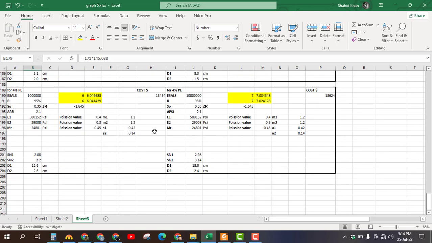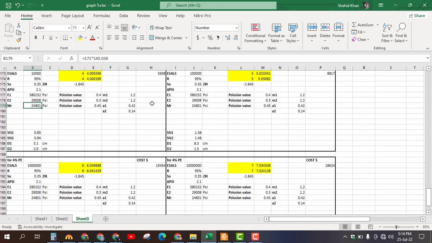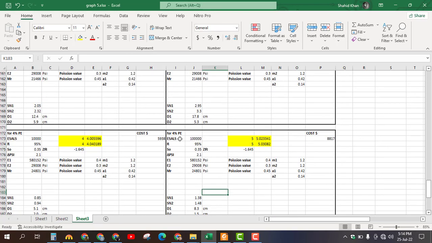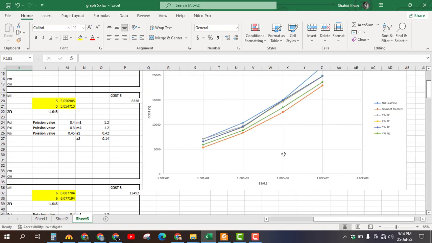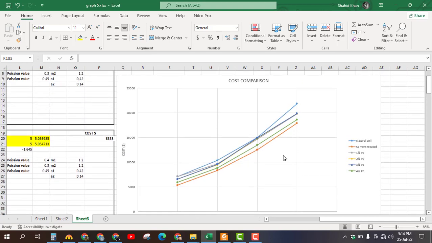So these four tables are for 4% with different ESAL values. This table is for 10 power 4 ESAL, this table is 10 power 5, this for 10 power 6, and this for 10 power 7. So there are 4 tables for each kind of soil, and here is a graph which compares the cost of different kinds of soil.